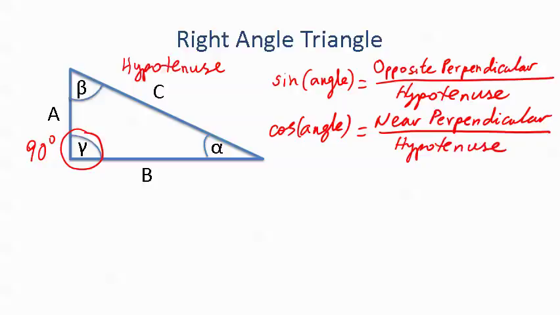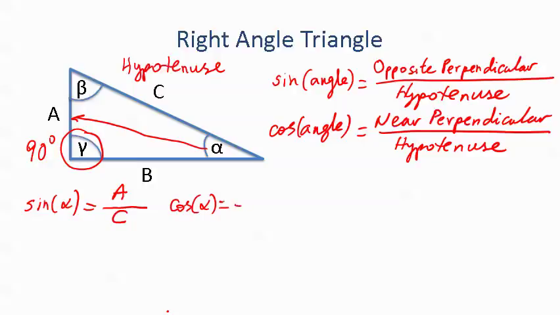Let us use these definitions to find the sine of angle alpha. This will be the ratio of the opposite perpendicular to angle alpha, which is side A, divided by the hypotenuse. The cosine of angle alpha will be the ratio of the near perpendicular to that angle, side B, divided by the hypotenuse. Of course, you can also find the sine of beta and the cosine of beta.